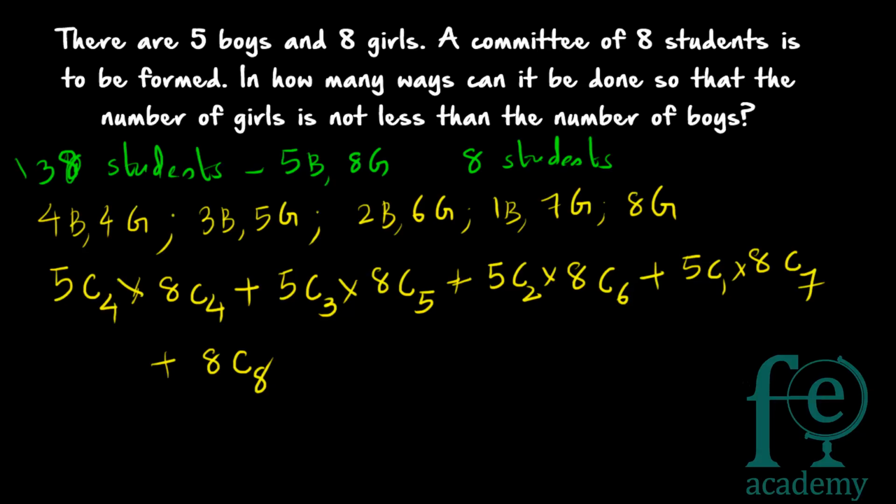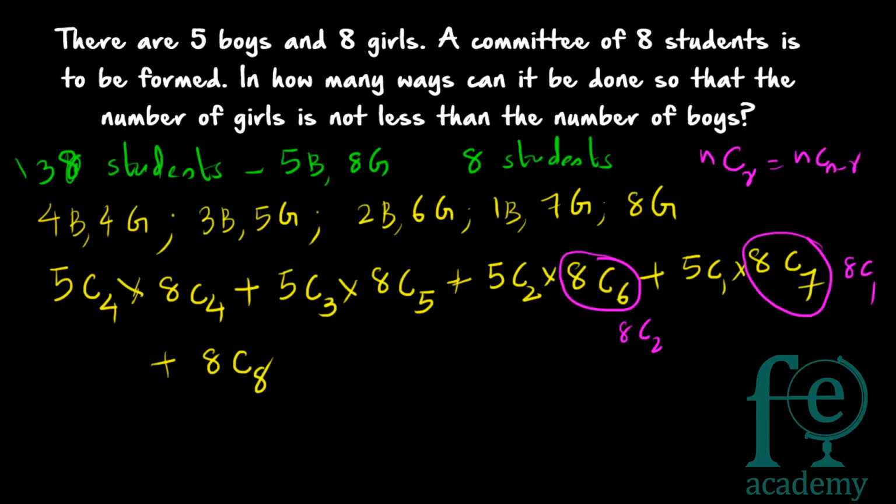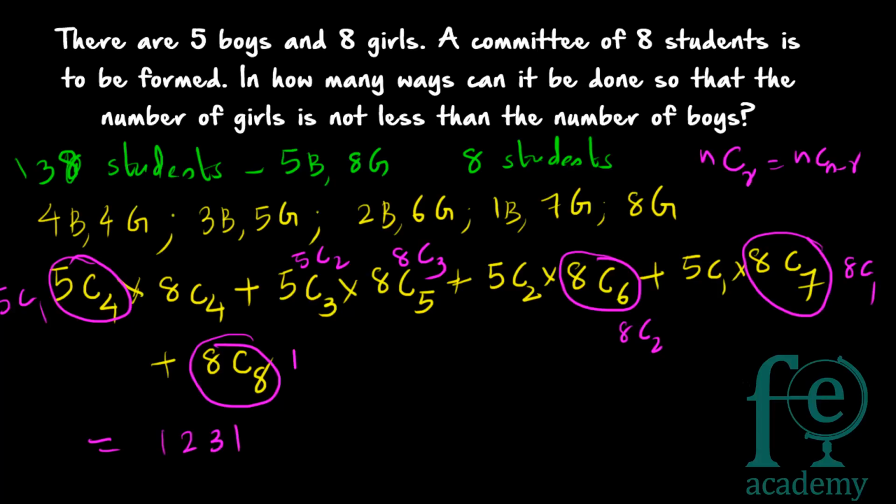Here also you just remember one thing. You can simplify each of these. 8C6 can be written as 8C2 and 8C7 can be written as 8C1. There you have to make use of the formula nCr is equal to nC(n minus r). It should come to your mind automatically. 5C4 can be written as 5C1, this can be written as 5C2, and this can be written as 8C3. So this way you are writing and simplifying. So your final answer will be, and don't forget to add this 1. Here 1 will be coming, 8C8 is equal to 1. So you will be getting 1231 as your final answer. So 1231 ways you will be able to do the selection.